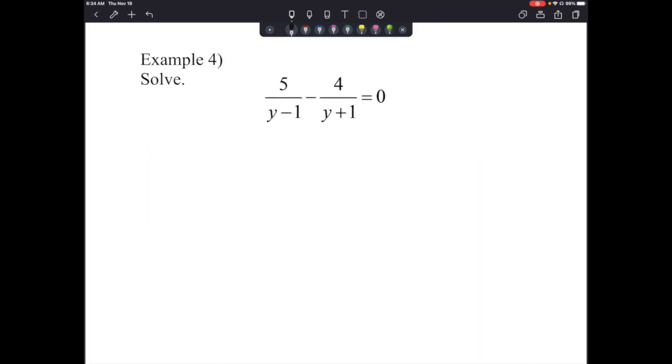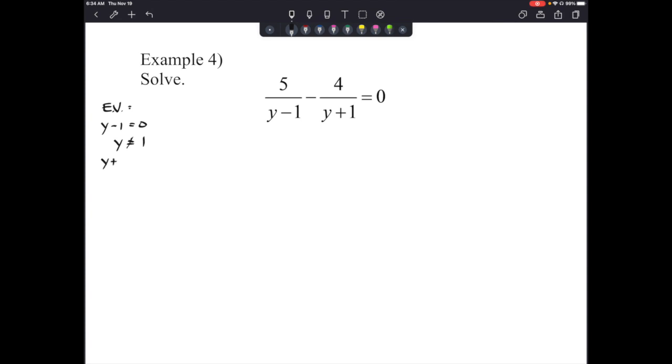Let's move on. So let's go ahead and do our excluded values on this one right away. All right, our excluded values here for this one, y minus 1 equals 0. We solve it. That means y is equal to 1, so we can't have y equal 1.